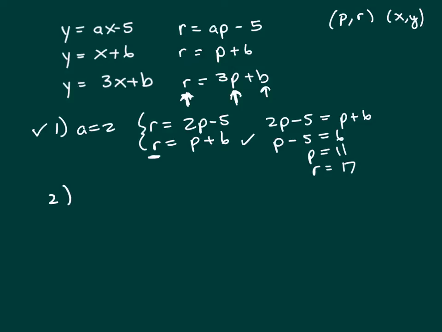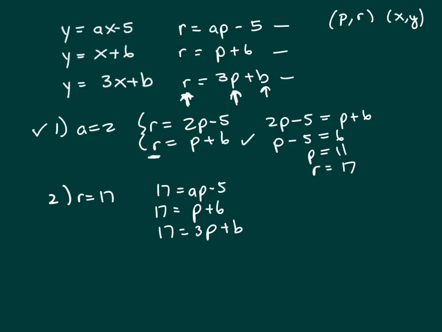Clue 2 says R equals 17. I think that's going to work too. So that tells me that 17 equals AP minus 5. 17 equals P plus 6. 17 equals 3P plus B. You see how I just plugged the R in those three equations?